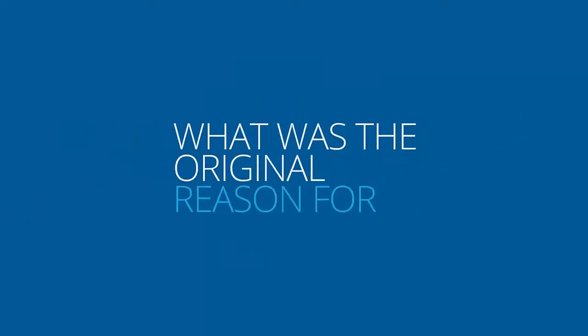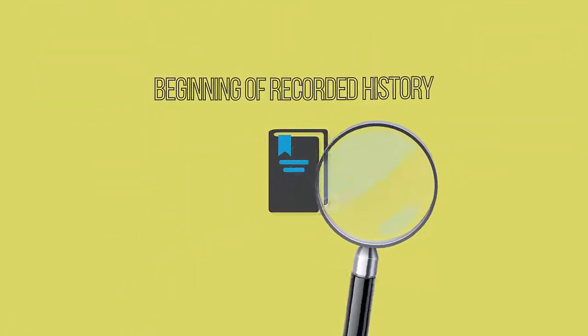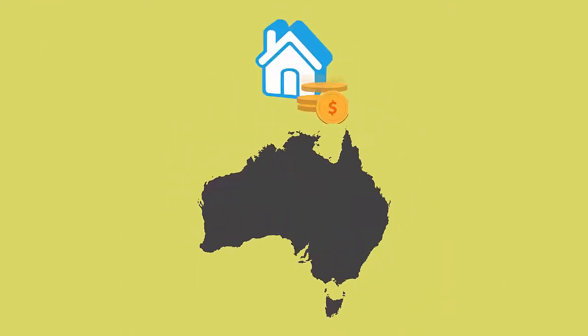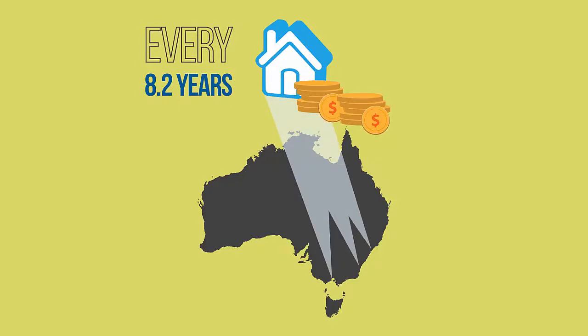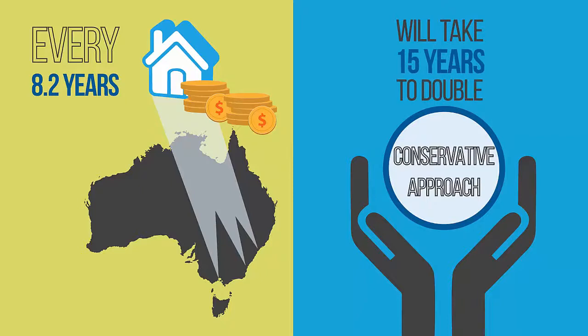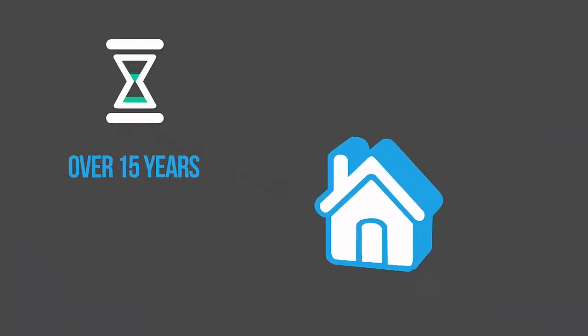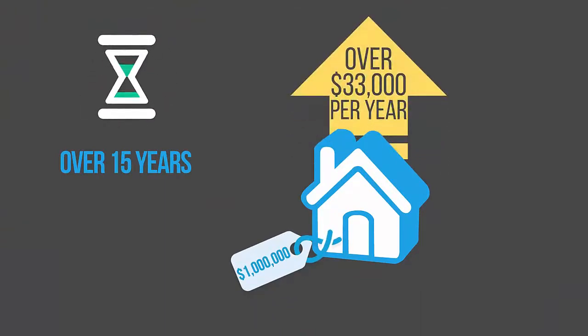What was the original reason for wanting an investment property? To create greater financial security, right? Well, since the beginning of recorded history, Australian residential property has effectively doubled in value every 8.2 years in the major cities of Melbourne, Sydney and Brisbane. But what if we took a much more conservative approach and said it will take 15 years to double? That means that over 15 years, while your new property is making its way to be worth a cool $1 million, it's essentially earning just over $33,000 per year in growth.